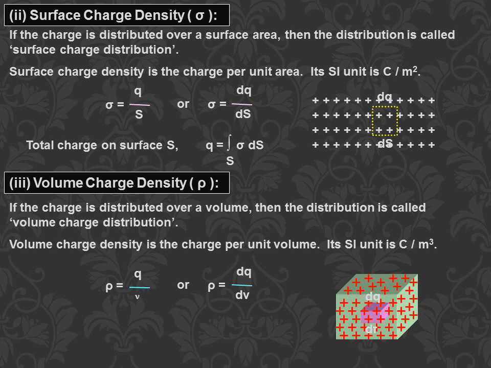In a similar manner to the two previous cases, we are getting the third case of volume charge density, which is given as rho is equal to dq by dv. Therefore, the total charge on volume V is q is equal to integration of rho dv.